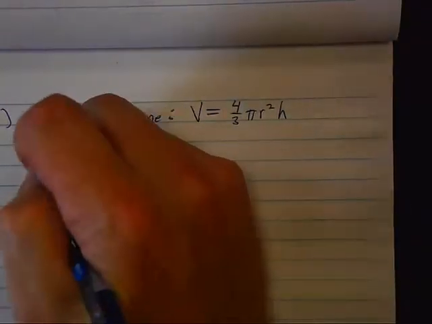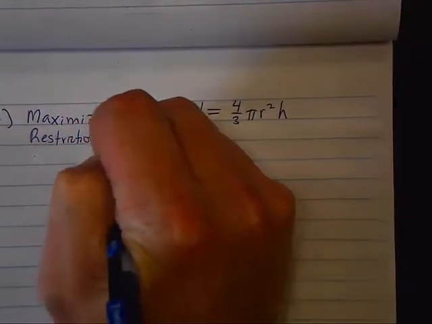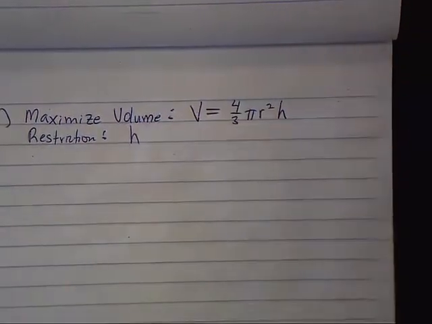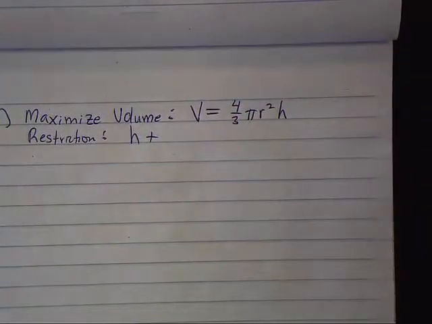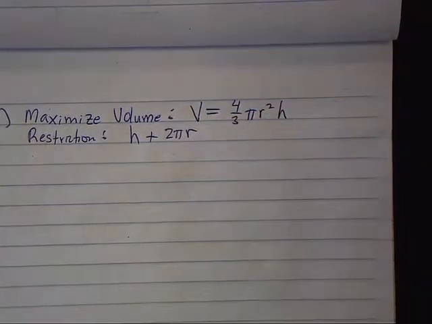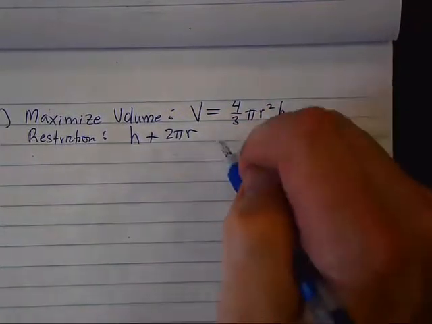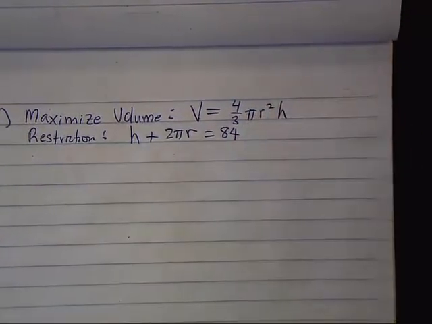So we need our restriction. Our length is h, right? That's the height of our cylinder, plus 2 pi r. Circumference of a circle is 2 pi r? Yes, I agree. And that has to be no more than 84. Well, if we want to send the biggest box possible, I'm going to guess that I want that to be exactly 84. If that's smaller than 84, I'm going to get a smaller box, I would assume.